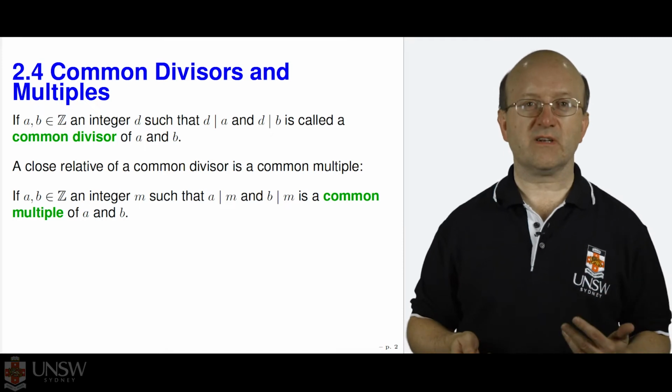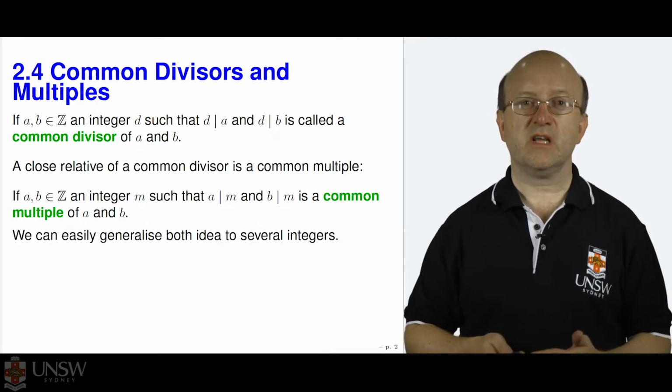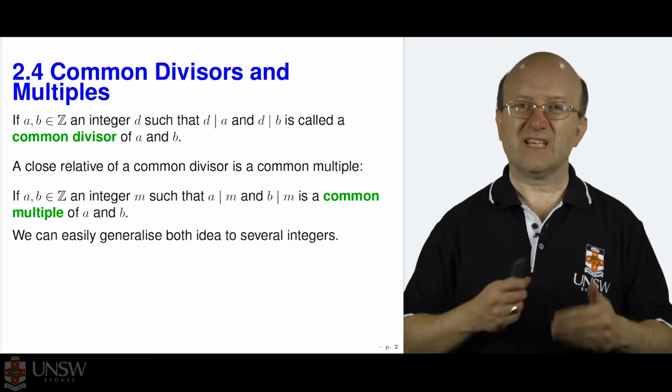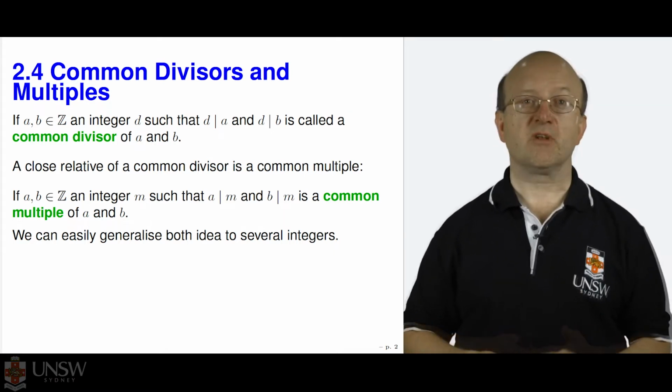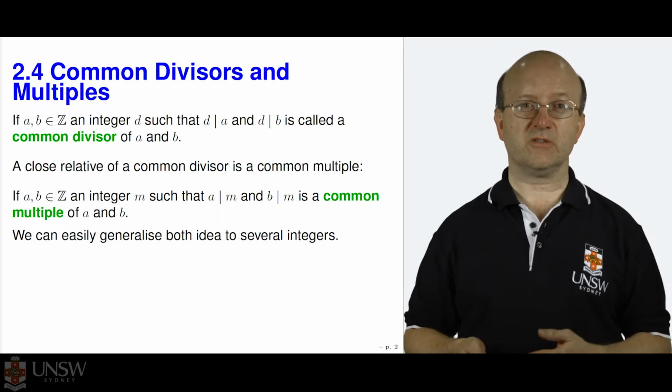We can easily generalize this to more than two integers, but I'm only going to concentrate on the case of two integers, because that really solves most of the problems we're interested in. But our first problem, of course, is to find out whether there are such things as common divisors or common multiples.